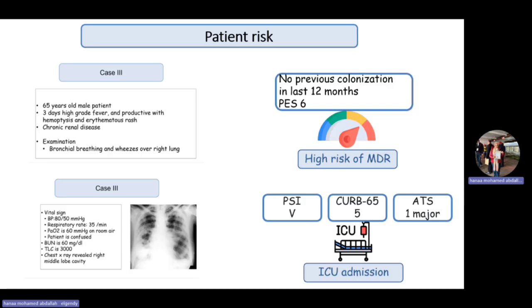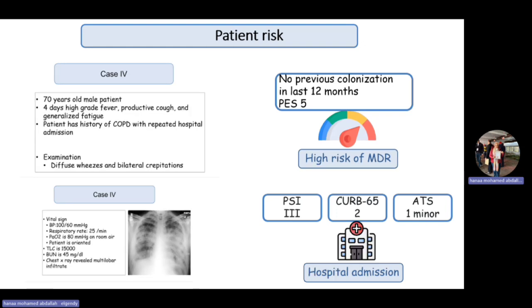Patient number 3. This patient has no previous colonization and the PACE score is 6. Okay, a high risk of MDR, the PSI score is 5, and the group index is 5. ATS also has a major criterion. The patient is shocked, blood pressure is 80/50, so this patient should be admitted to the ICU.